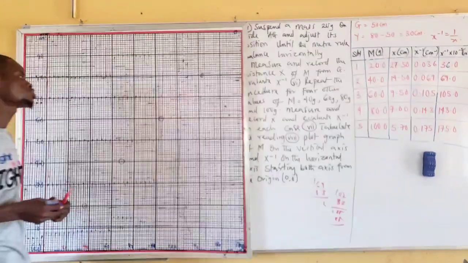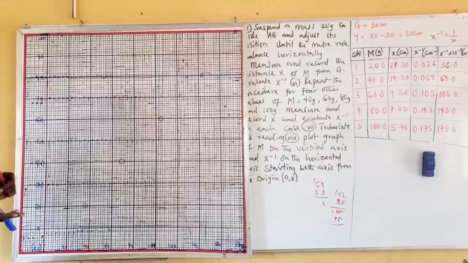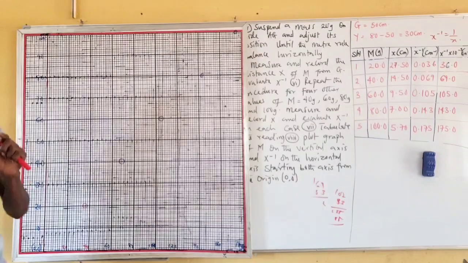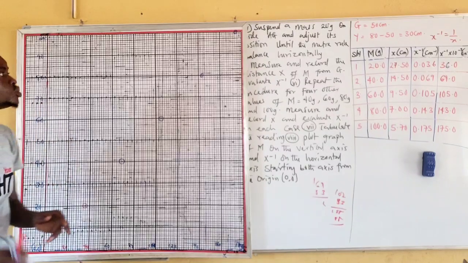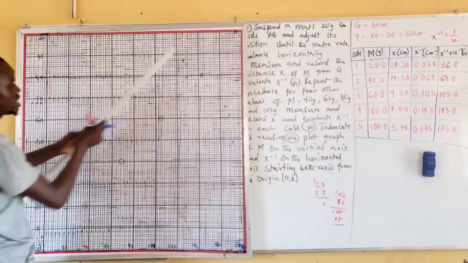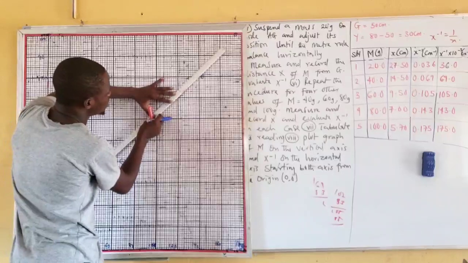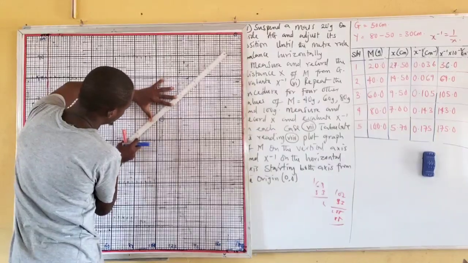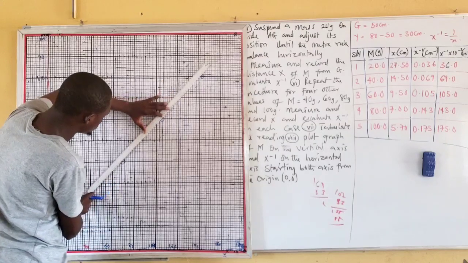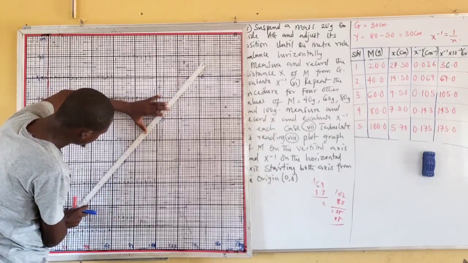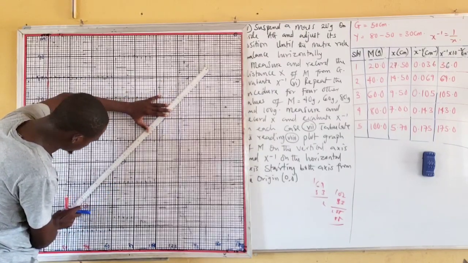Now, we are going to find the three best line of fits. The three best points that form a straight line. That's what you're going to look for among these points here. If you are to do this, please make sure that you are using a long ruler.